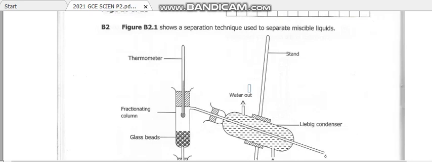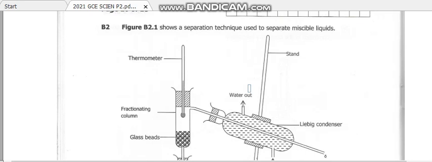In today's lesson in chemistry, we're going to look at a question that was extracted from 2021 GCE Science Paper 2, question number 2. Now, this question is coming from the topic separation techniques. So, the question is saying figure B2.1 shows a separation technique used to separate miscible liquids.